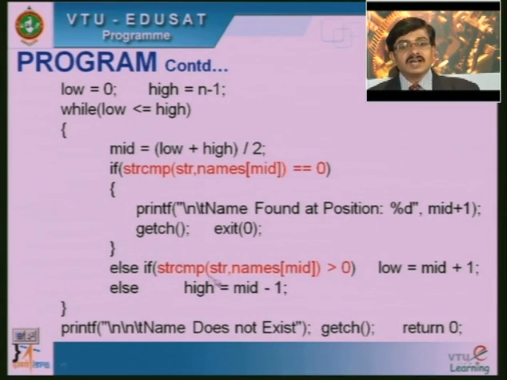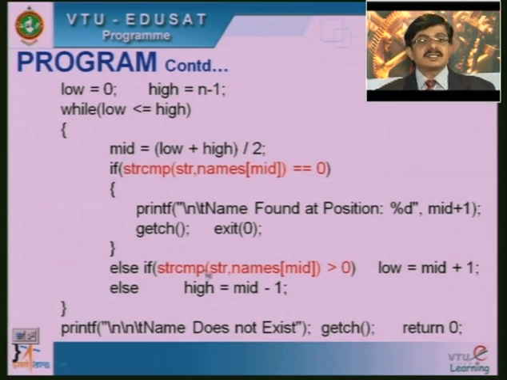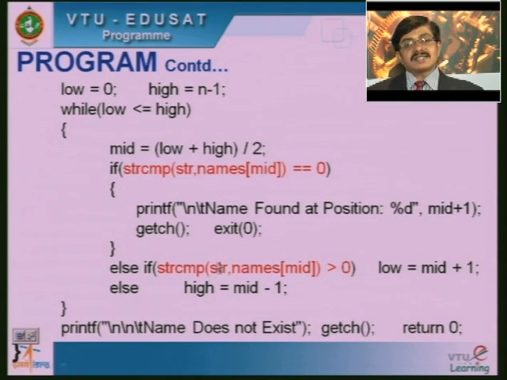So, I have to go for the right array. When I go for the right array, low needs to be modified. So, low is equal to mid plus 1. Else means what? Obviously str is lesser than the name which is at the middle location. So, here I should go for the left array. When I am going for the left array, high should be assigned as mid minus 1.